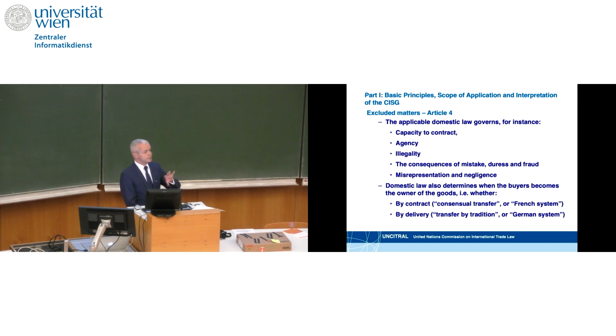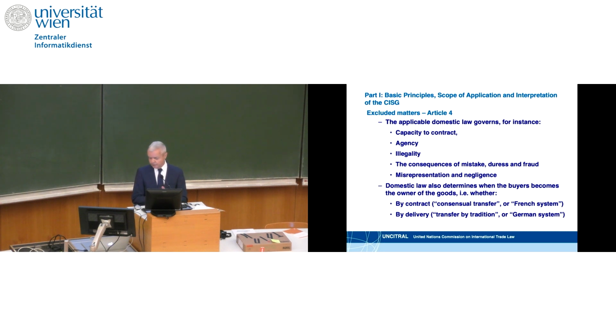Just to give the examples of the continental European systems, you have two very widely divergent systems for passing title to goods. You have the so-called consensual system, which is the system still in force in France and countries that were influenced by French law, whereby the contract of sale by itself transfers property in the goods. So I sell the goods and the goods already belong to the buyer by virtue of the contract.